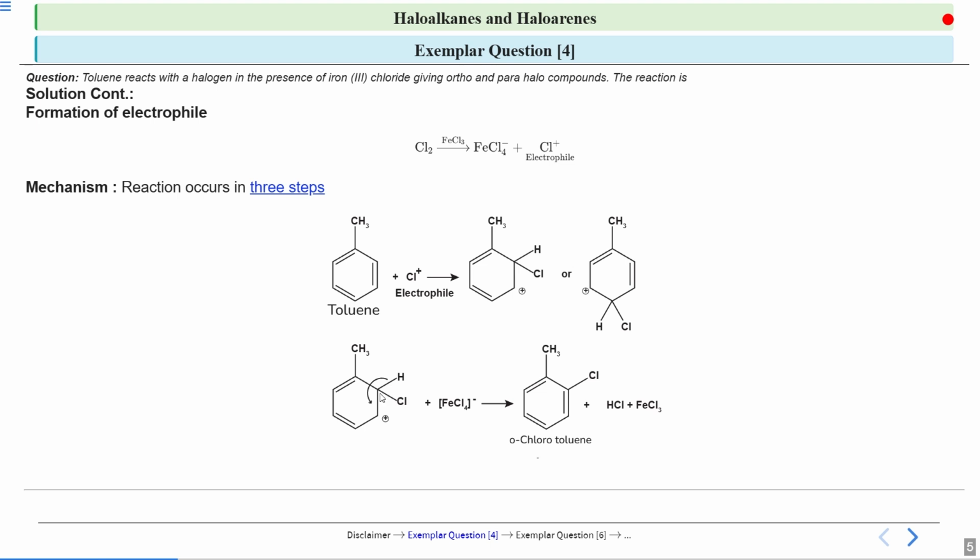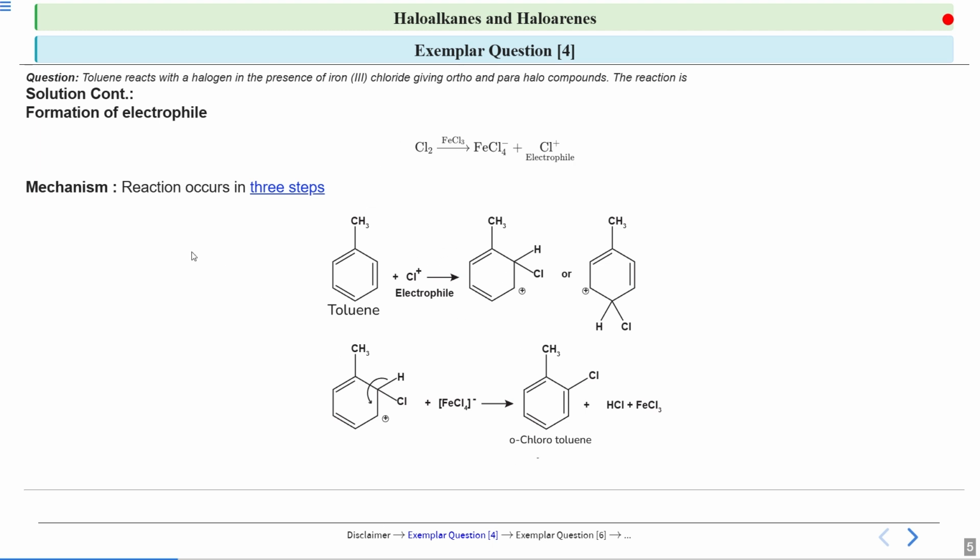And a similar step is followed in the para-substituted chlorine, or you can say when the chlorine is attacking the para carbon, you get this carbocation. Now after the stability of this carbocation and its reaction with FeCl4 negative, you will get your product as para-chlorotoluene. So this is how you will get the ortho and para substituted halogen compounds as your major products after the reaction of toluene with the halogen molecule.